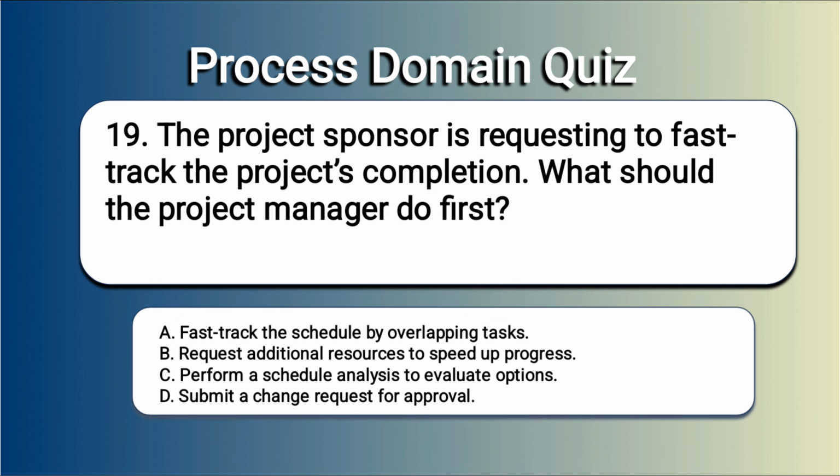(19) The project sponsor is requesting to fast-track the project's completion. What should the project manager do first? A. Fast-track the schedule by overlapping tasks. B. Request additional resources to speed up progress. C. Perform a schedule analysis to evaluate options. D. Submit a change request for approval.